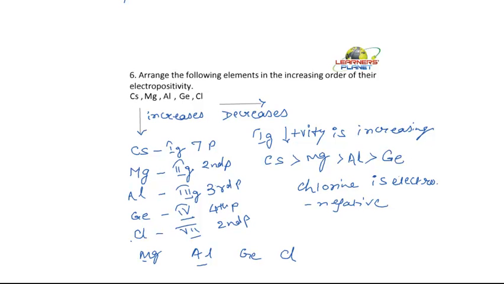Now what is your answer, students? If such type of questions come, if at all you are getting chlorine here, don't arrange it. Do one thing, write chlorine is electronegative. Because students, it is not at all electropositive. How can you arrange it? So write there that chlorine is electronegative, right? And note this whole thing also. Now let's move to our next question here.